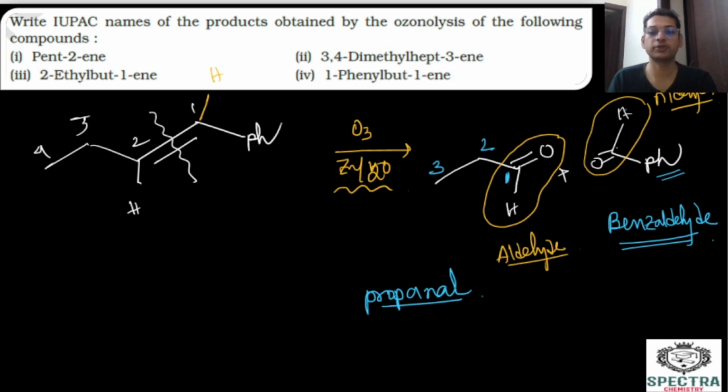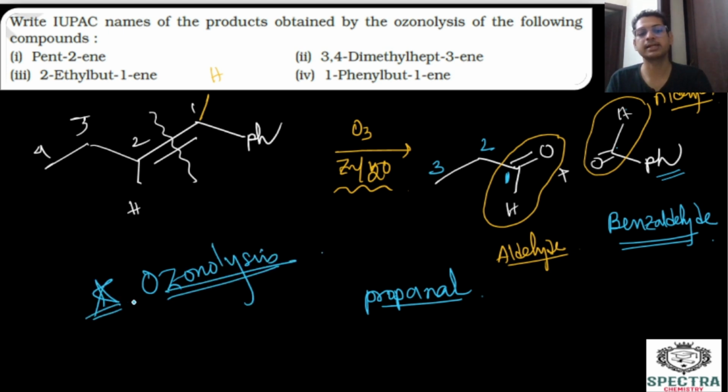You see, 4 questions we have done. Surely 1 or 2 questions you will get in your exam. Please master the ozonolysis process. Please, it's my request. It's very easy. You can fetch all the marks from here. Just what you have to do, break the double bond, adjust this with double bond O.